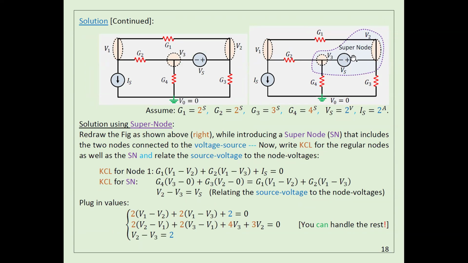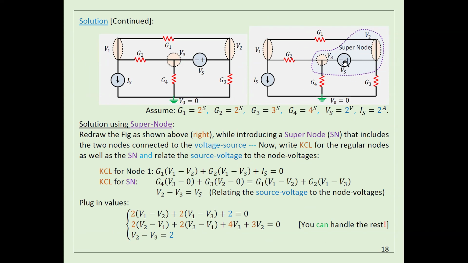Also, here I made a trick so that I can reduce. So here without this trick, how many equations do I have? Four equations: 1, 2, 3, and the current here is unknown. So I have four equations. When you have a voltage source connected between two nodes, and none of them is ground, in this case we are gonna have one more unknown here. When you apply Kirchhoff current law, usually in the normal case, the unknowns are V1, V2, and V3.